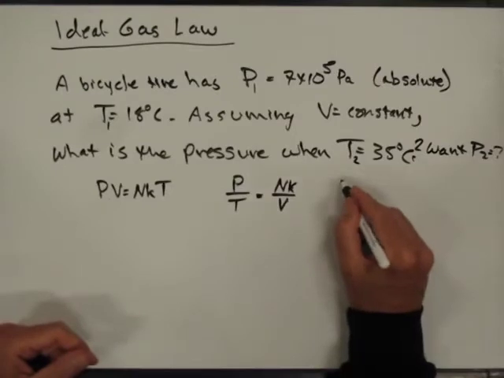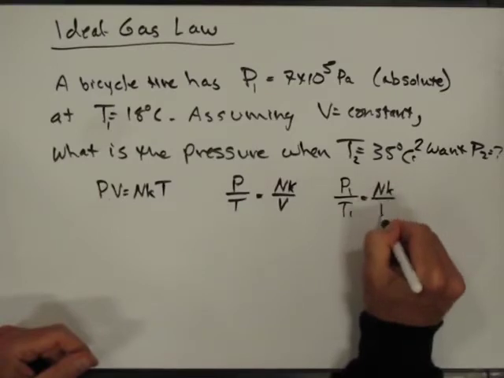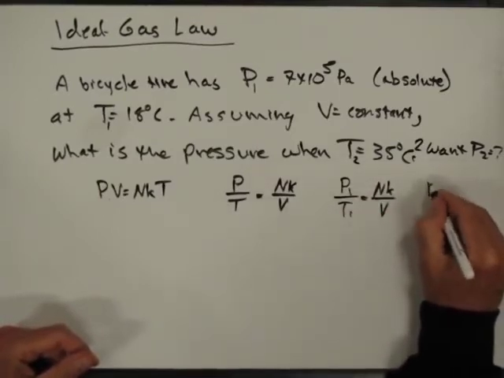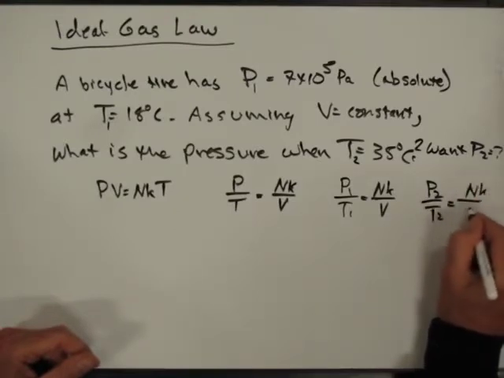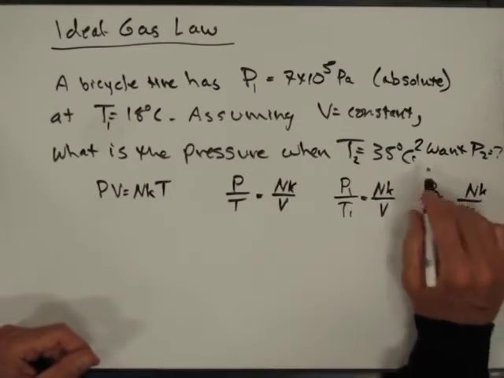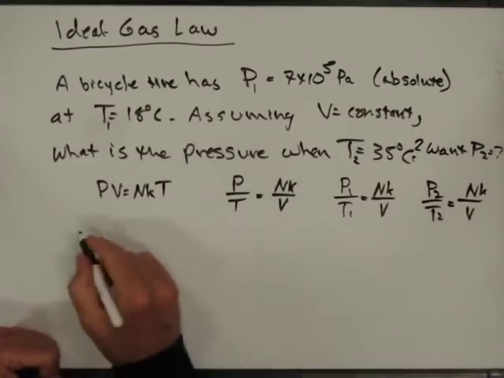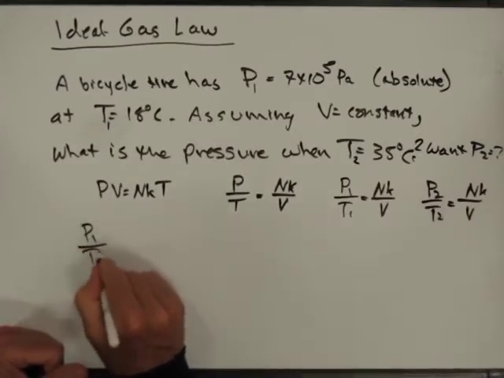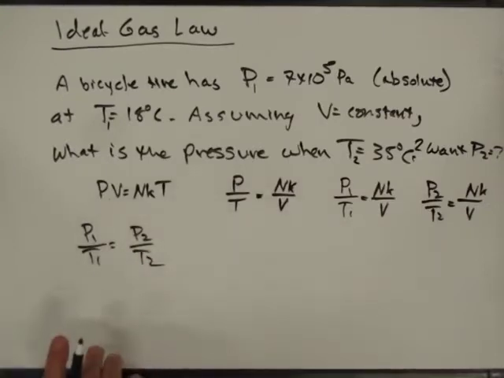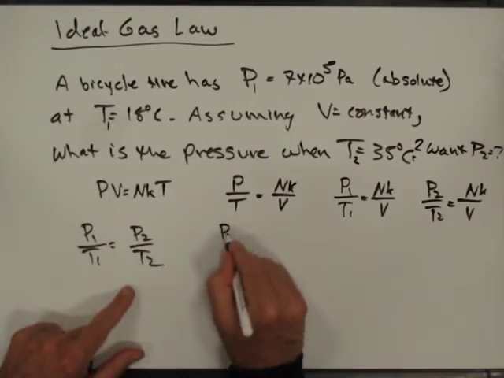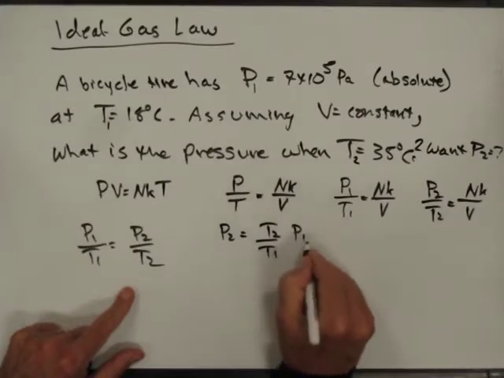And so I can say P1 over T1 is equal to Nk over V, but I also have P2 over T2 is equal to Nk over V. The number of molecules doesn't change when the temperature goes up. Boltzmann's constant doesn't change. V doesn't change. And so that means P1 over T1 equals P2 over T2. We're looking for P2, so I can say P2 is equal to T2 over T1 times P1.